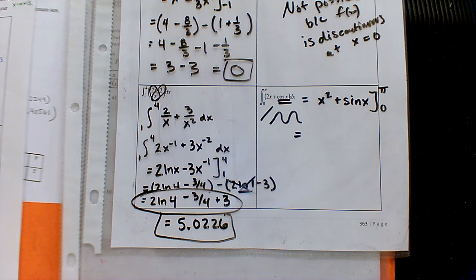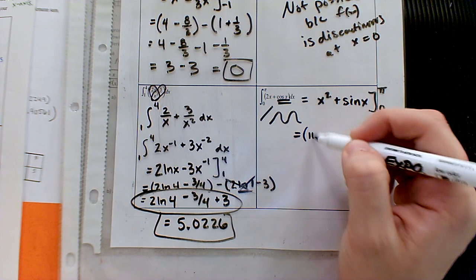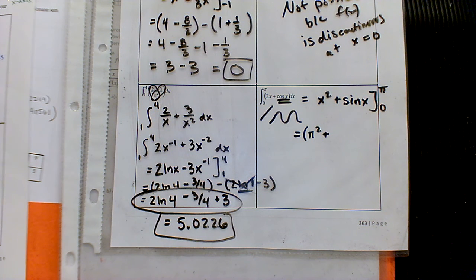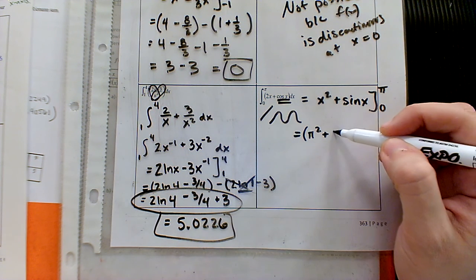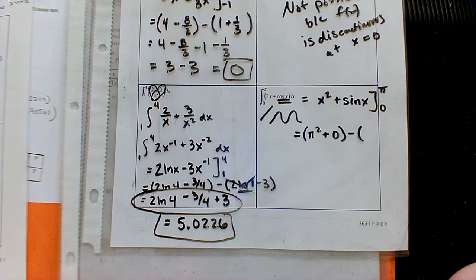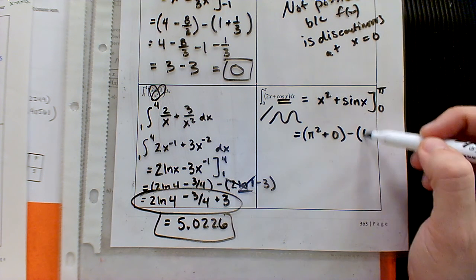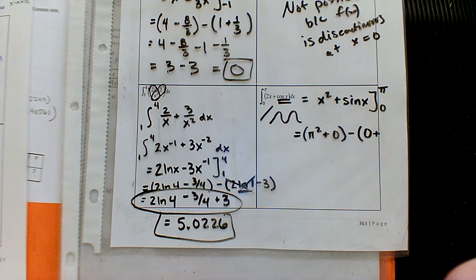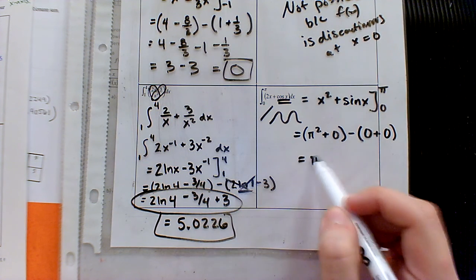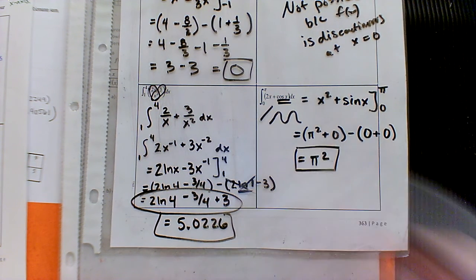Which bound do we plug in first? Pi. All right, so pi squared plus sine of pi, unit circle. Sine of pi is 0. Now we're going to subtract what we get when we plug in the bottom bound of 0. 0 squared is 0 plus sine of 0. That's 0 as well. Looks like we're left with pi squared.